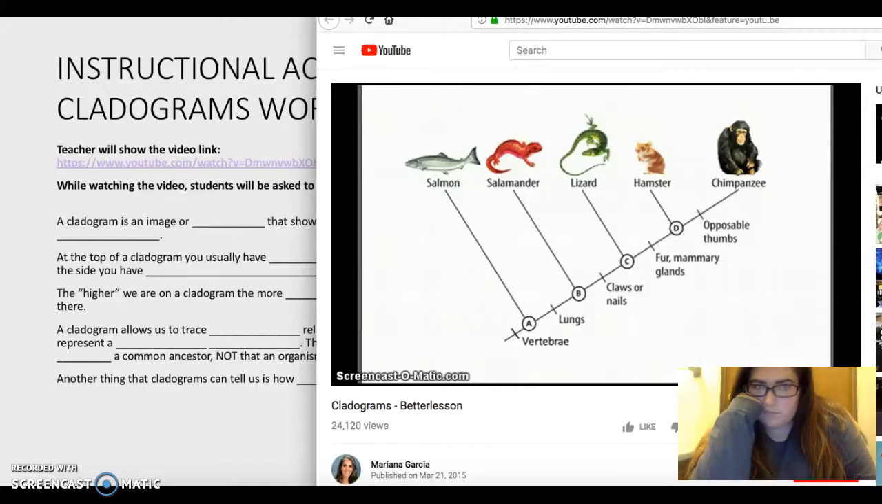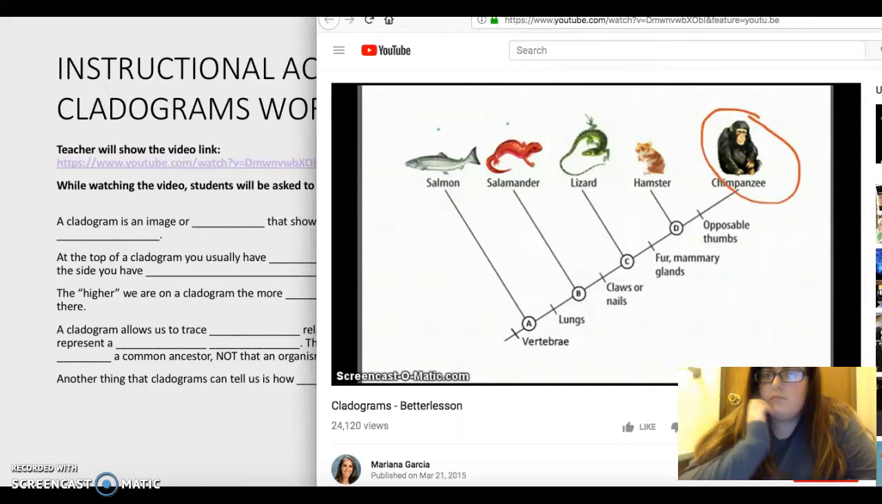Another thing that cladograms can tell us is how closely related organisms are. Let's look at the chimpanzee. If we were to ask which of these organisms is most closely related to the chimpanzee, or which of these have the most recent common ancestors, we would have to say that it is the hamster. And the reason is that they converge at a closer point than any of these other organisms.